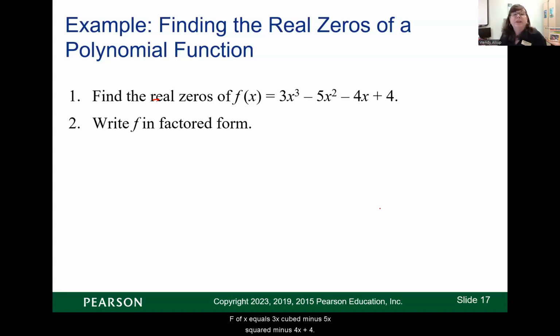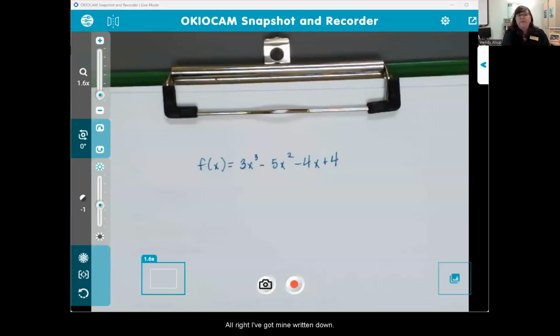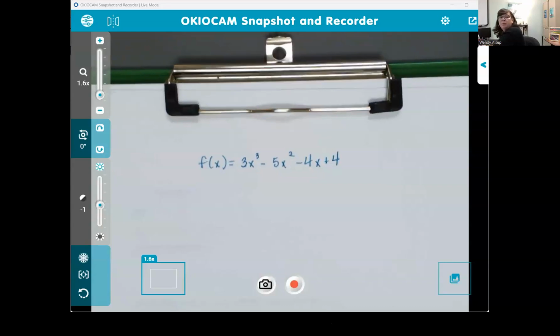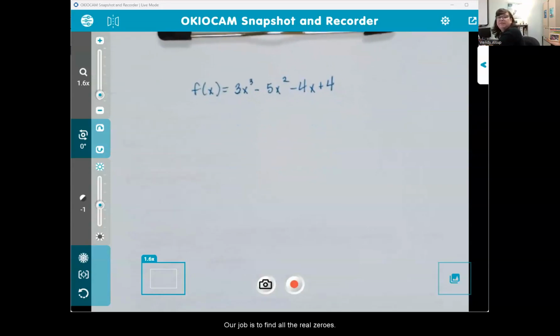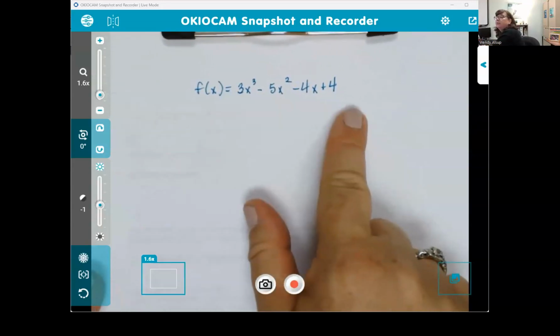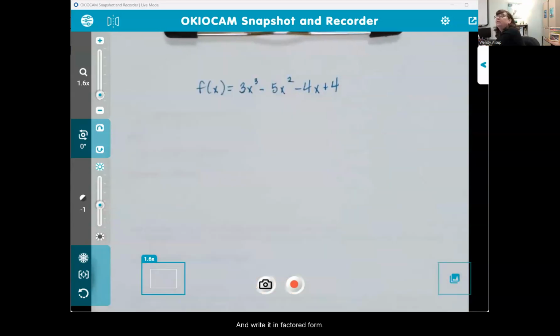F of x equals 3x cubed minus 5x squared minus 4x plus 4. All right, let's apply everything that we've been doing to it now. Okay, stop this real quick and write this one down in your notes. Pause it and write this one down. All right, I've got mine written down. Our job is to find all the real zeros and write it in factored form.